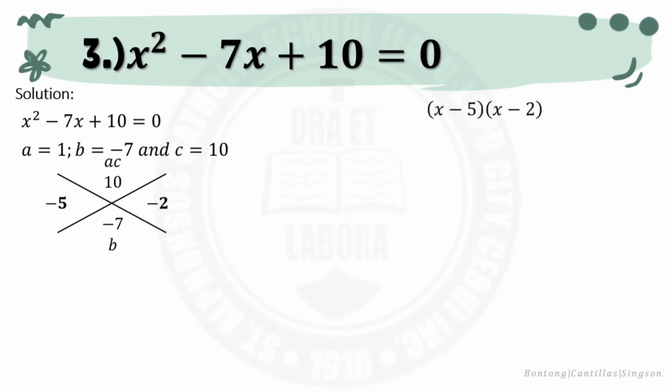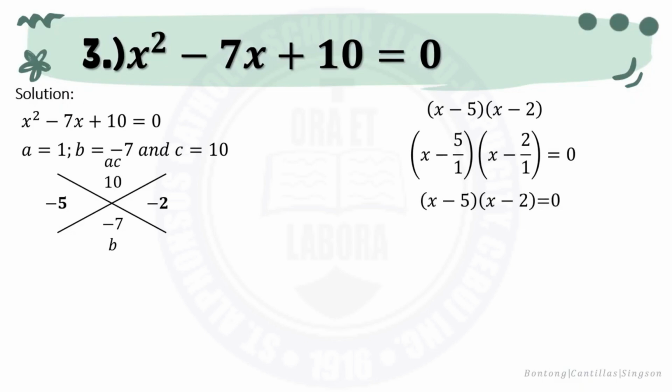Next, you write (x - 5)(x - 2). All you need to do is to copy those two factors. Next, divide these two factors by the value of your A, which is 1. So, quantity (x - 5) over 1, quantity (x - 2) over 1 equals 0. And then, simplify: (x - 5)(x - 2).